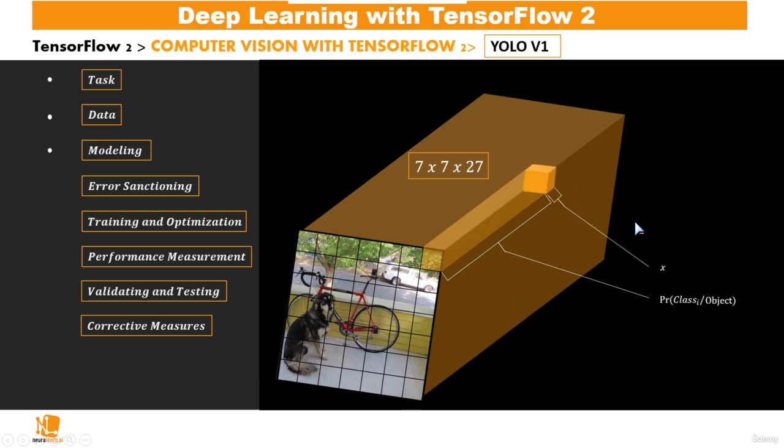Next, we have the X. The X here stands for the bounding box, or one of the values in the bounding box. That is the X center, the center of the object. And then the next is Y, that's the Y center of the object. The next is the width of the bounding box. The next is the height of the bounding box.